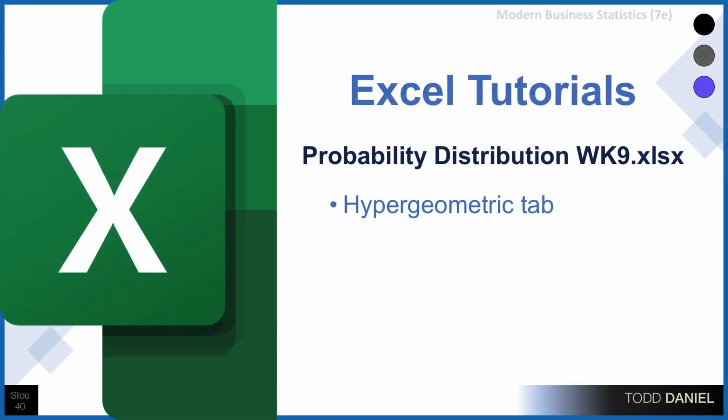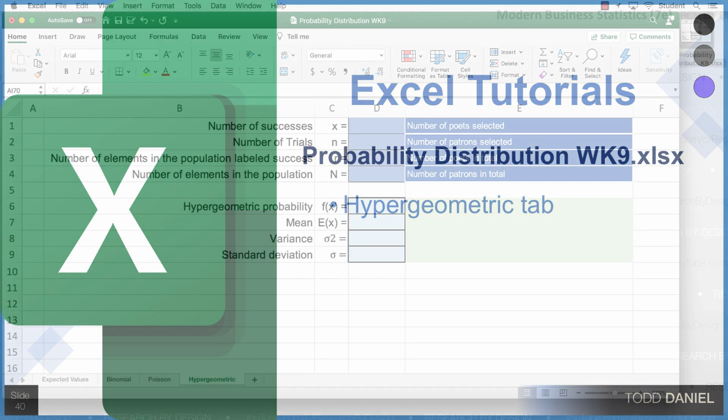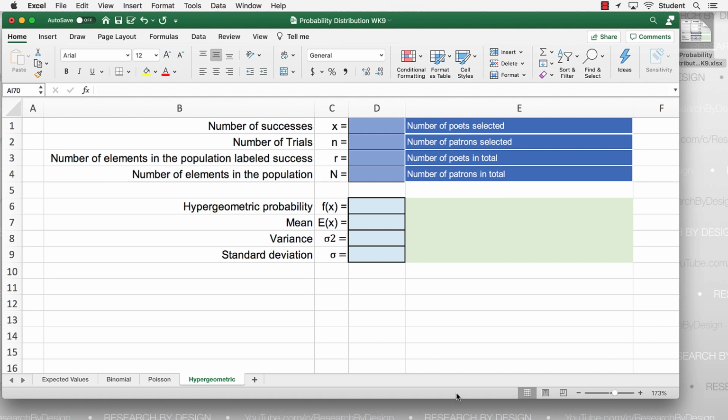So using the Hypergeometric tab in our Excel tutorial, this one will be a little more simple. The first thing that we want to do is make sure that we filled in the options. So we have a number of successes, or X, is 1. Number of trials, or n, lowercase n, is 3. Number of elements in the population that are labeled a success would be 5. That's the number of poets. The number of elements in the population total, there are 12 people sitting in this circle.